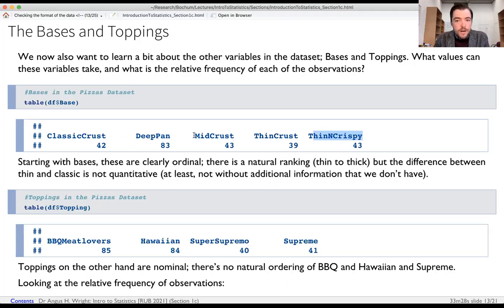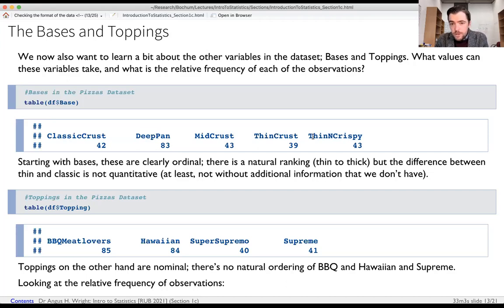It's also worth noting that there are a couple of things that we can learn here from the data set. The first of which is by looking at the absolute frequencies of these different things. It's quite clear that the deep pan here has the highest frequency, with 83 odd entries, and that the others tend to be around half that number.